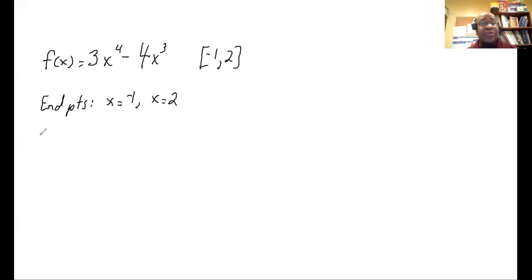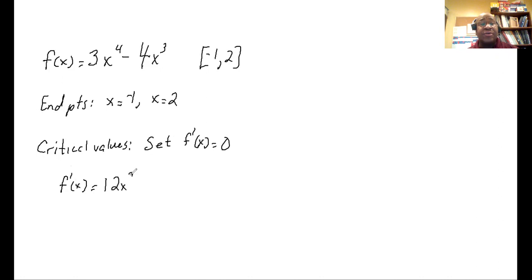So now we find the critical points or the critical values. For the critical values, we find the derivative f prime of x, and then we're going to set that equal to 0. All right, so now if we find the derivative, we have a polynomial function. The derivative here is going to be 12x to the third minus 12x squared. And so then we take that derivative and set it equal to 0.